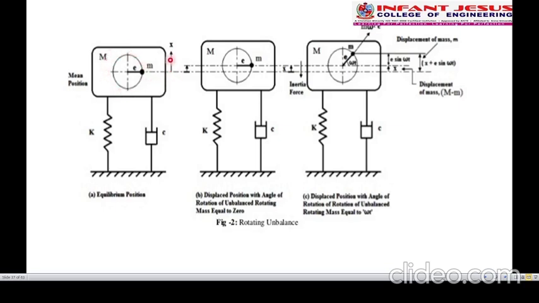So due to this unbalanced mass, there will be some disturbance in the system, so there will be some excitations. The machine is displaced by a distance x in the vertical direction. So the excitation will be in the vertical direction, that is, the displacement will be in the vertical direction. So this is the displacement. The displacement is shown here. Now we see that the mass is displaced to the distance x.